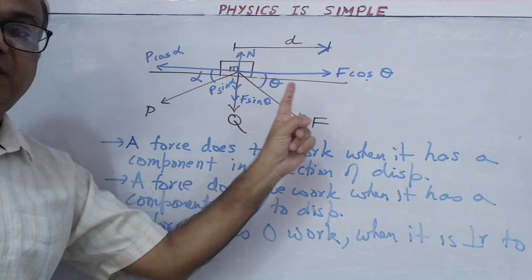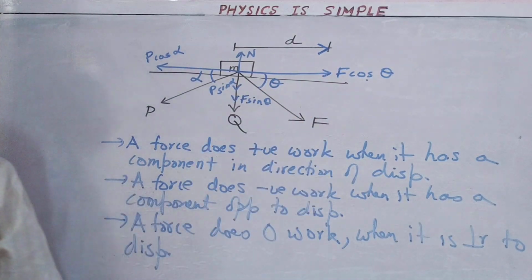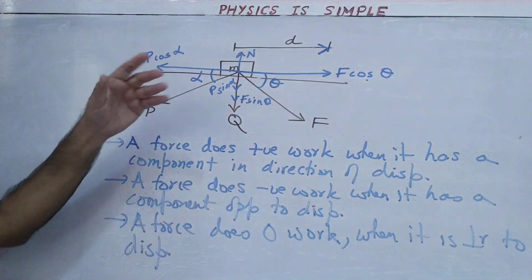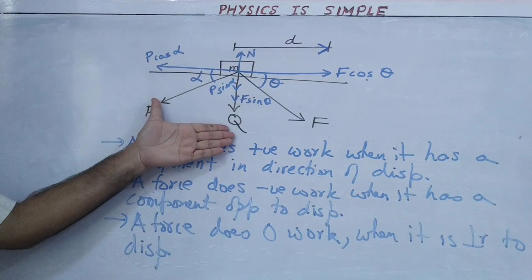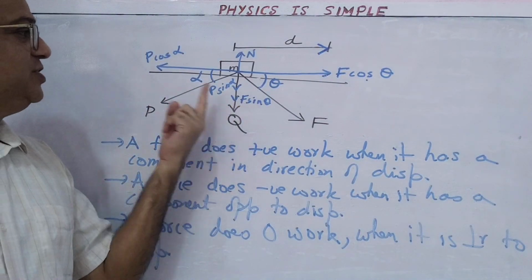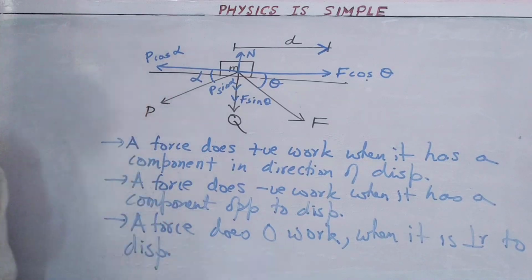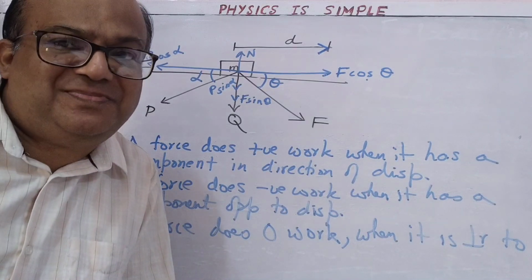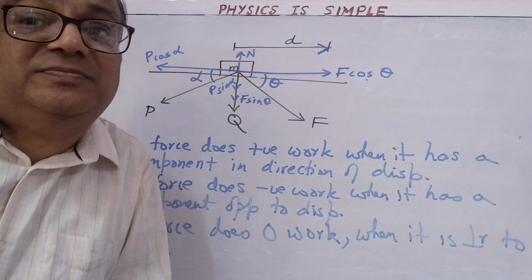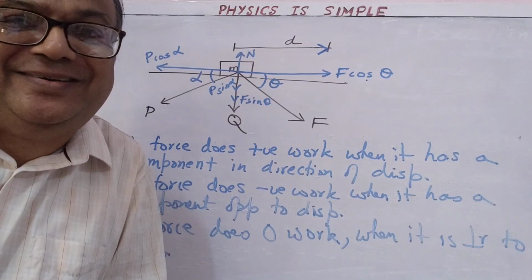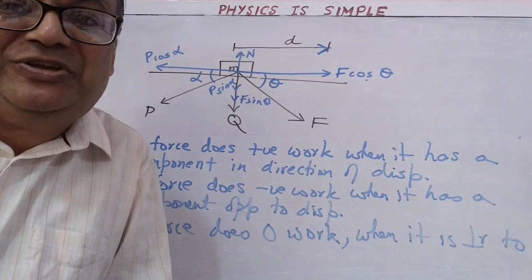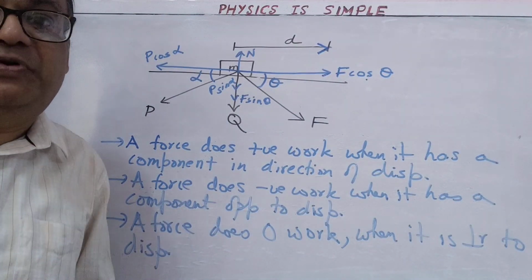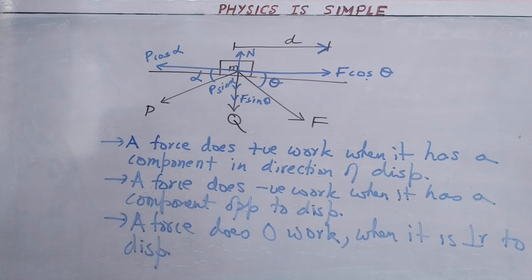A force does positive work when it has a component in the direction of displacement. It does zero work when it is perpendicular to displacement. And a force does negative work when it has a component opposite to displacement. Now which force will always do zero work? Not normal, not mg. Which force is always perpendicular to displacement?